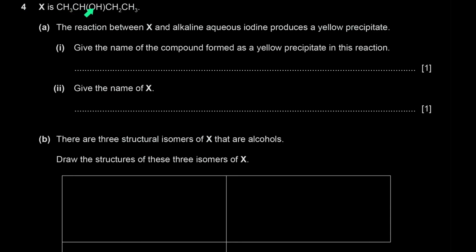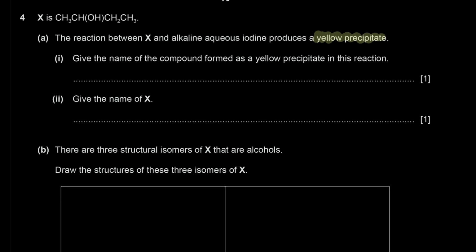So here we have question number 4. It says X is CH3CH(OH)CH2CH3. That is butan-2-ol. The reaction between X and alkaline aqueous iodine produces a yellow precipitate. Give the name of the compound formed as a yellow precipitate in this reaction.